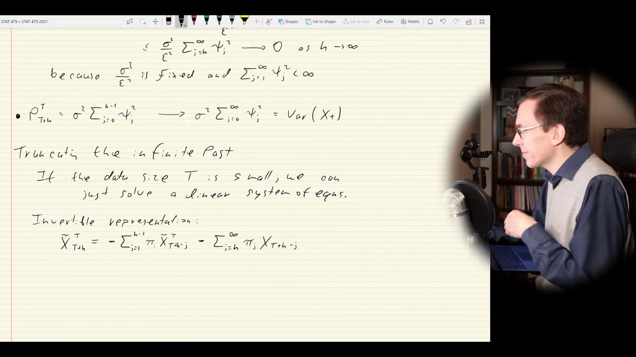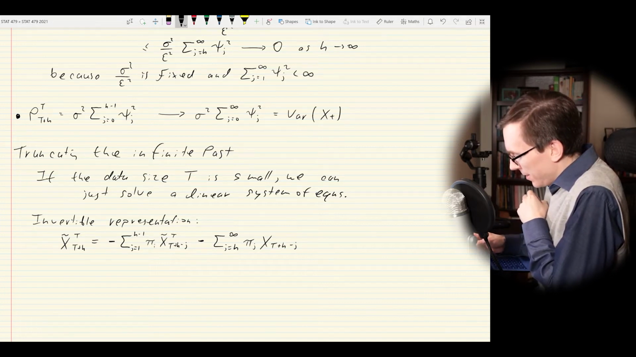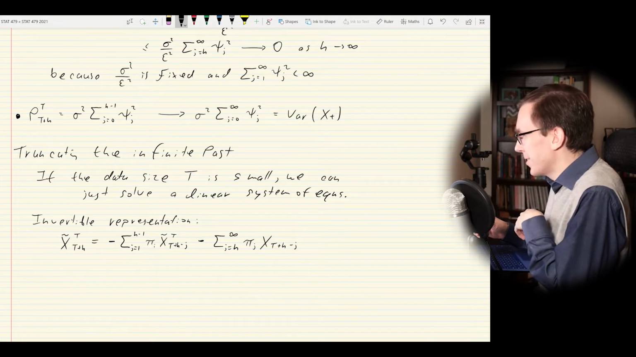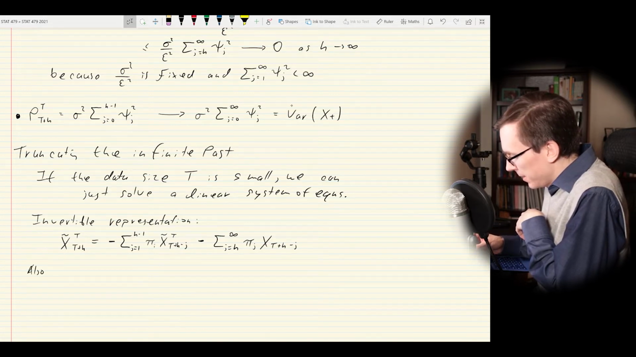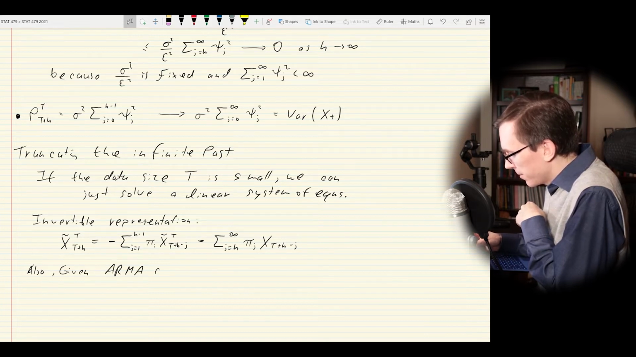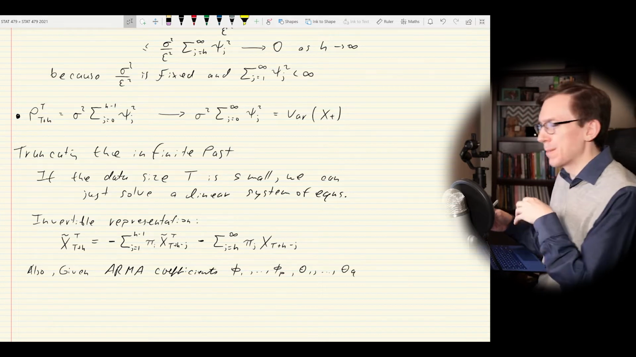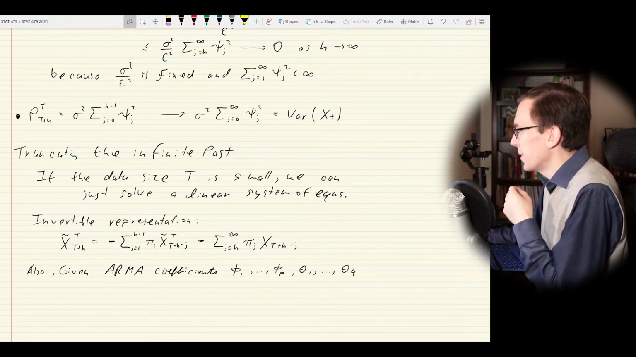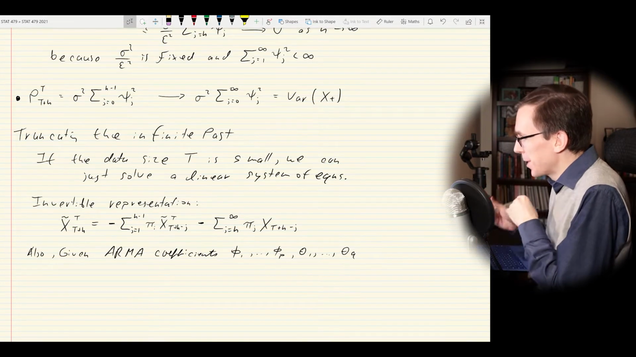Anyway, so we can also, so I should say, I kind of want to write these on top of each other. No, we'll just write on the next line. I'll say also, given ARMA coefficients, phi 1 through phi p and theta 1 through theta q, right? We're going to pretend that we just know what they are. Of course, we don't actually know what they are yet. I mean, we'd have to estimate them from the data, but whatever. We would pretend we know what they are.